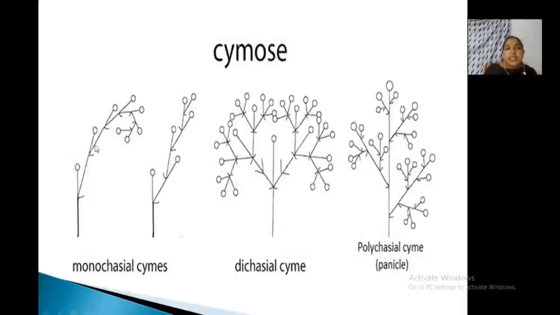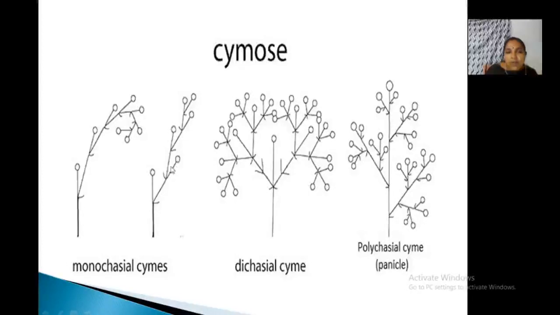I will show you the picture. See, this is the monochasial cyme. The main axis ends in a flower. Imagine this is a flower. Then branches only on one side. This is a feature of monochasial cyme. This is a helicoid cyme. How is it arranged? On one side one flower, again at its base another flower, at its base another flower, and so on. That is helicoid. Then this is scorpioid. See.